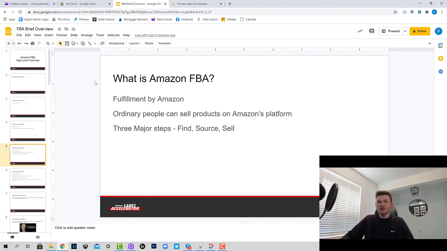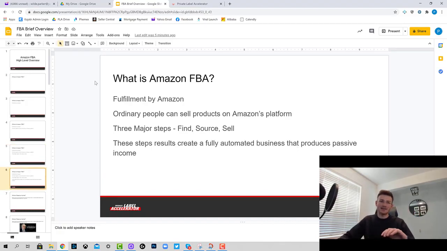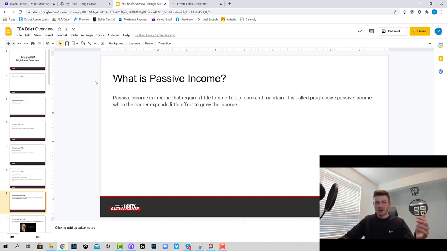And there are really three major steps to this. And the tutorial that I'm going to be giving you guys throughout the course of the next week or two is going to comprise these different steps in a lot more detail. But again, this is a high-level overview. Essentially what you do is you find a product, get it sourced for super cheap, and then you resell it on Amazon. Okay? It's not rocket science. And these steps result in a fully automated business that produces passive income.